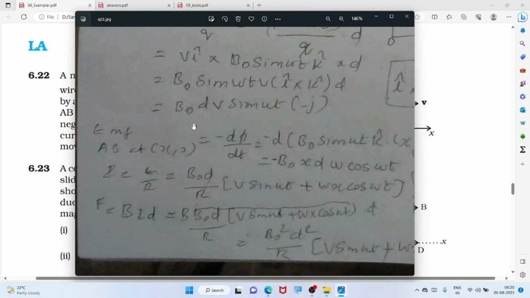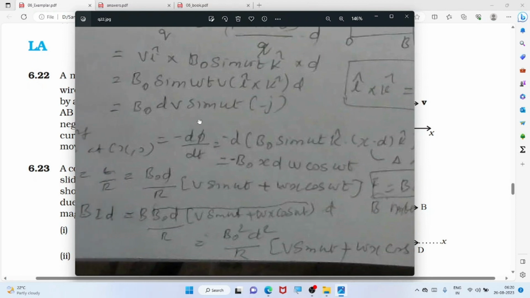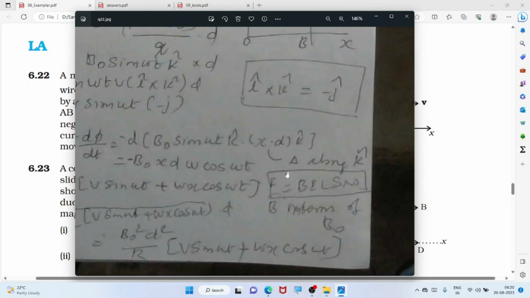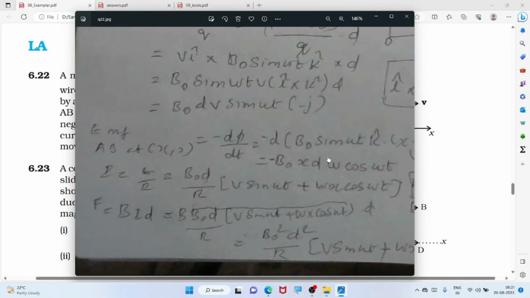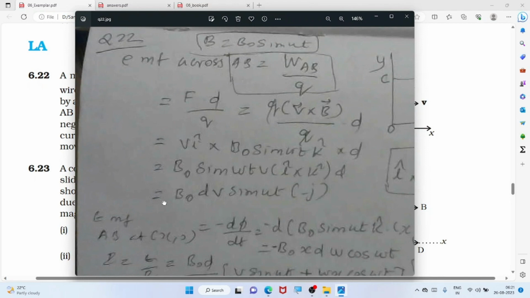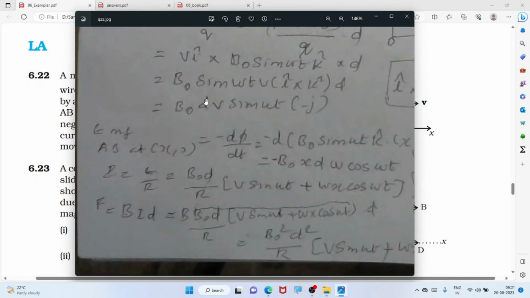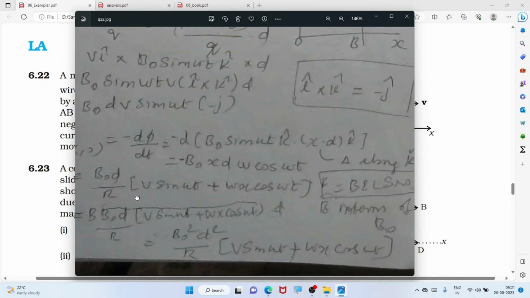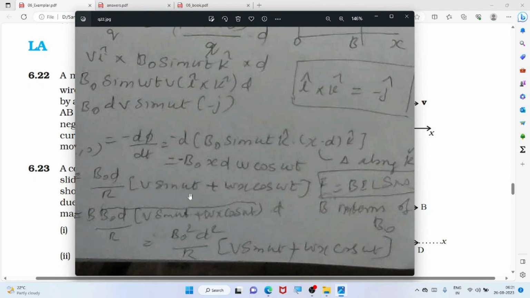Now the current will be EMF by R, where EMF is d phi by dt, this is phi, along K. So there is a motional EMF and the other EMF. I equal to EMF by R.